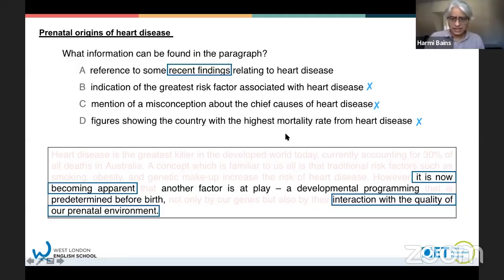Okay, so that was a detailed question. You can kind of see it's a specific part of the text. Even though you have to read the whole text, the answer has come just from really the last sentence, in fact.